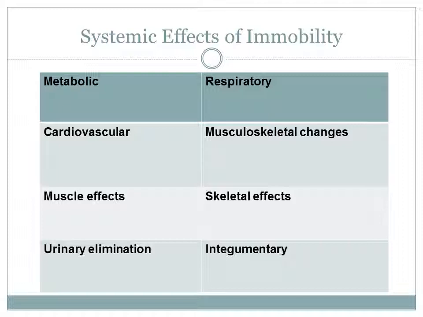Muscle effects that are seen with immobility means a loss of muscle mass and muscle atrophy. Skeletal effects will be impaired calcium absorption and joint abnormalities. Urinary elimination would be urinary stasis or renal calculi. And integumentary would be pressure ulcers and ischemia.